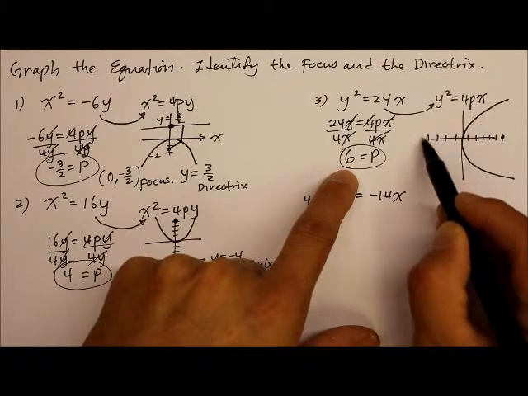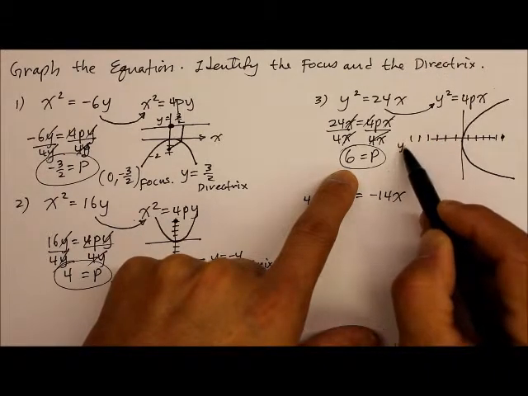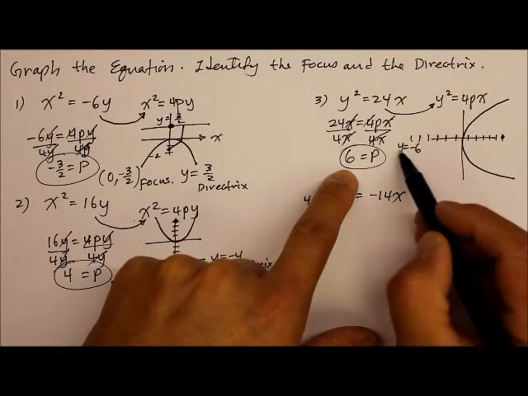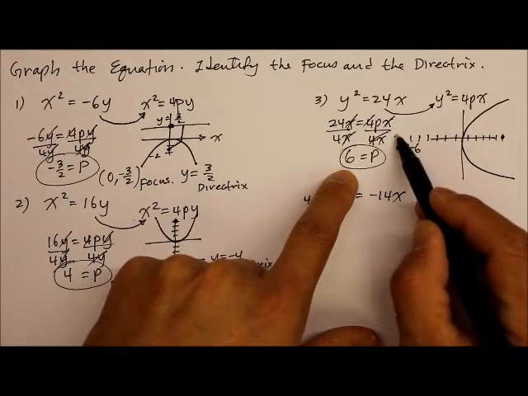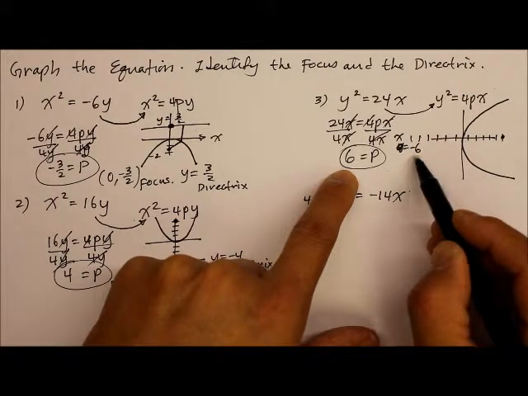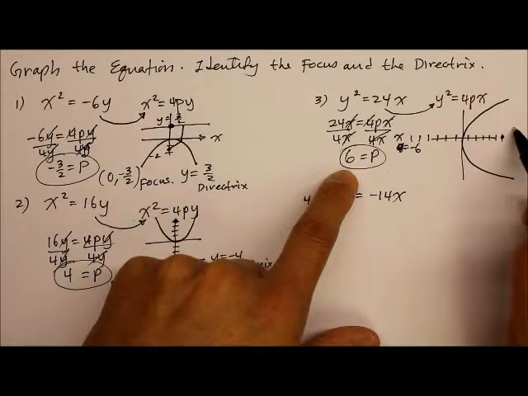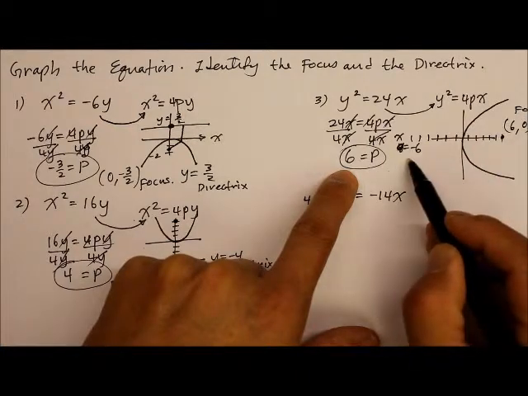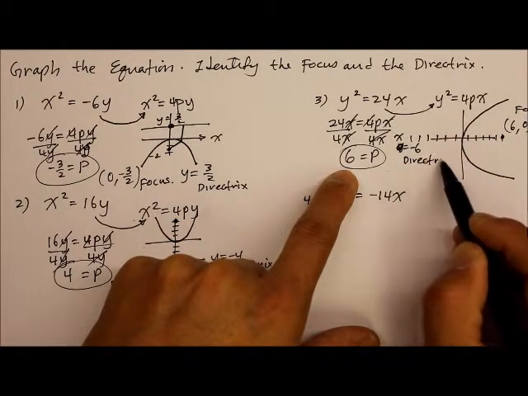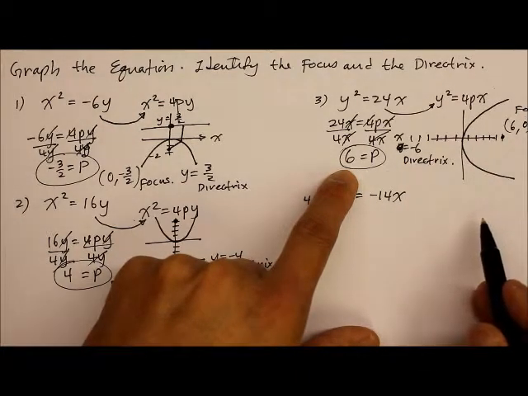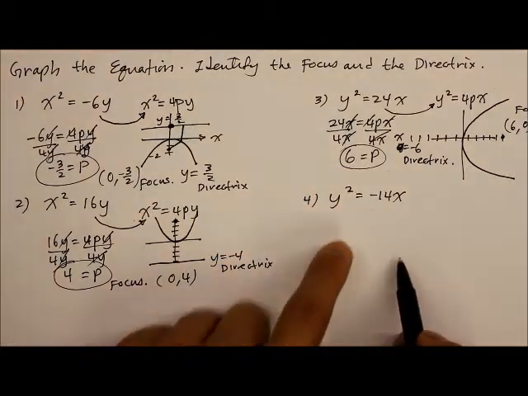1, 2, 3, 4, 5, 6. Y is equal to negative 6. I'm sorry, not y. X is equal to negative 6. And x is equal to 6, and the y is 0. So there's the focus, and there's the directrix. Now why don't you try this one?